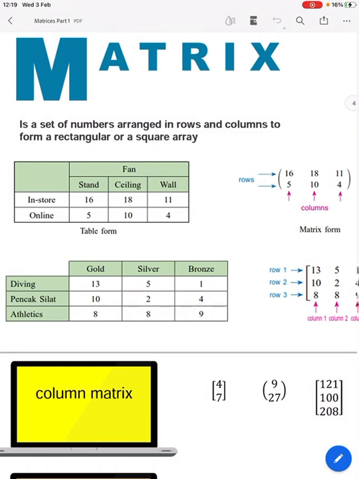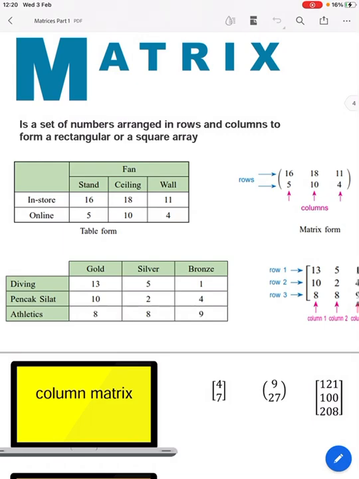For the second table, gold, silver, bronze, diving, pencak silat, athletics. So the first row is for diving, second row is for pencak silat, and the third row is for athletics. Okay, and for the gold, how many gold, how many silver, how many bronze they got. The medal collection of Malaysian contingent for 3 events in the 2019 SEA Games.